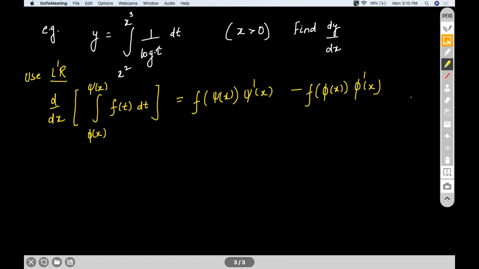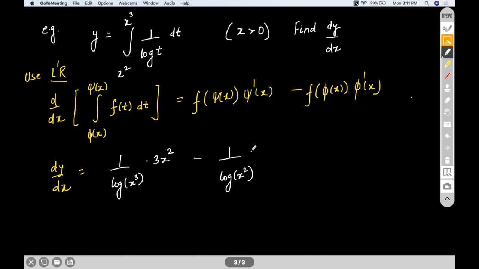Done. Okay, share is done. So as I already wrote in the formula, first I'm going to put the upper limit in place of t. When you put the upper limit, it will become something like this. dy by dx is equal to 1 by log x cube into derivative of x cube. Derivative of x cube is 3x square, minus. Now put the lower limit in place of t, which is 1 by log x square into derivative of x square, which is going to be 2x.